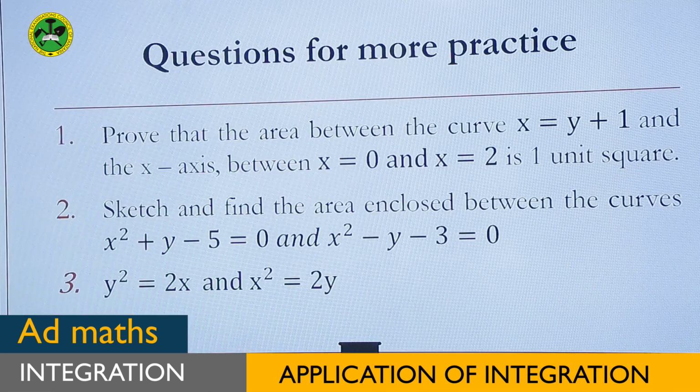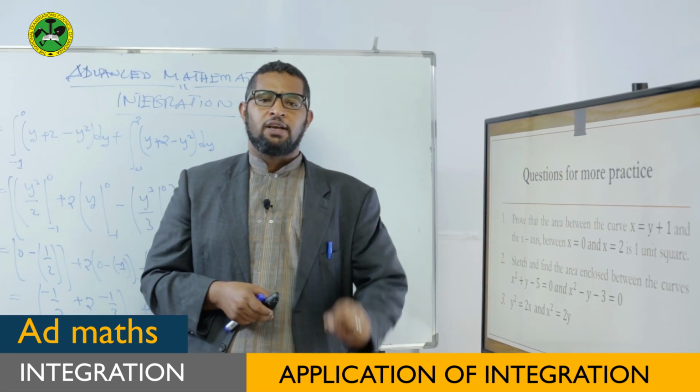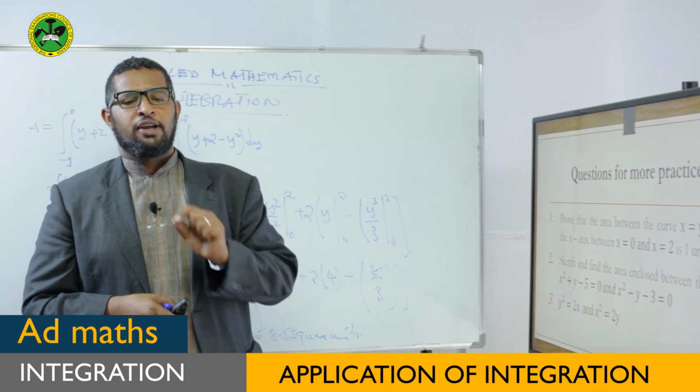But the second question: sketch and find the area enclosed between the two curves x squared plus y minus 5 equal to 0, and x squared minus y minus 3 equal to 0. That's the second question. The last question is y squared equal to 2x and x squared is equal to 2y. So these are the questions that you are supposed to take and work on.